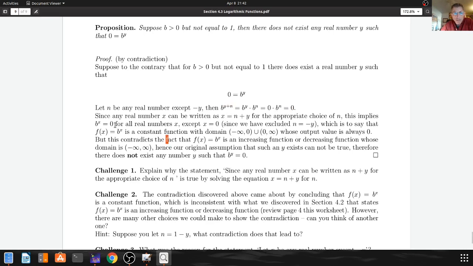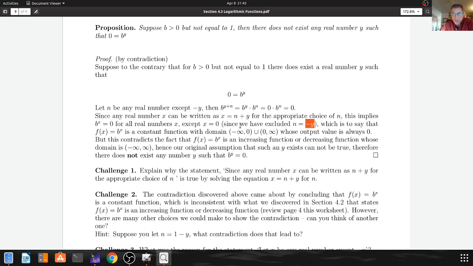Interesting. Now I observe that since any real number x can be written as x is equal to n plus y for the appropriate choice of n, this implies that b to the x is equal to 0 for every real number x, except x is equal to 0. And why is that? Because we've excluded n is equal to minus y. And if n is equal to minus y, then minus y plus y is equal to 0.